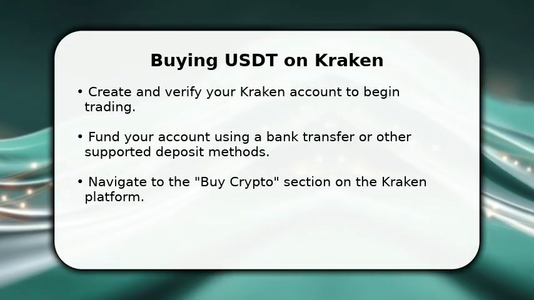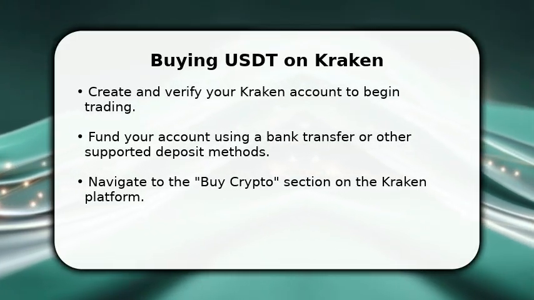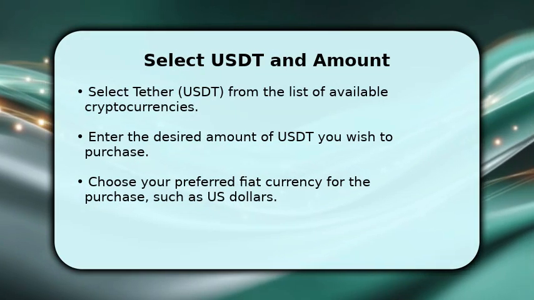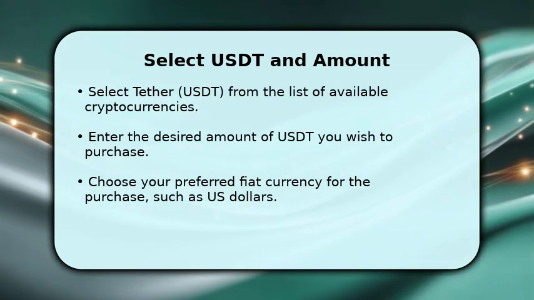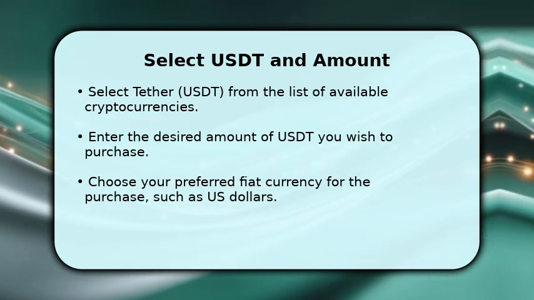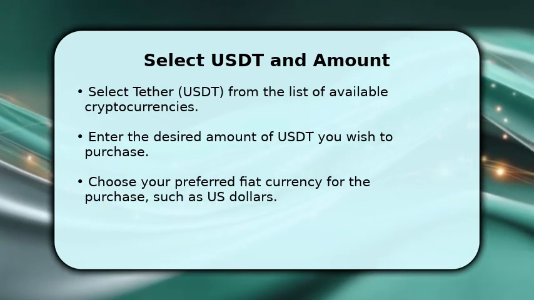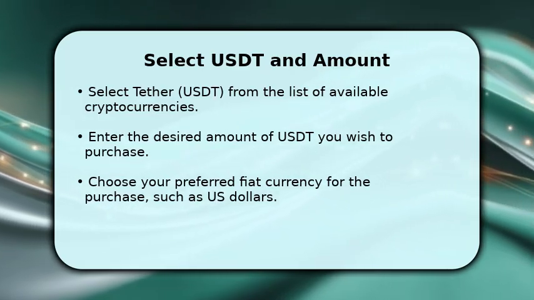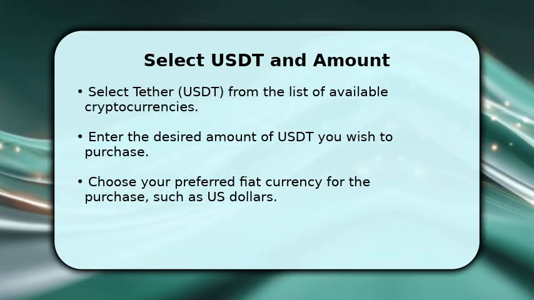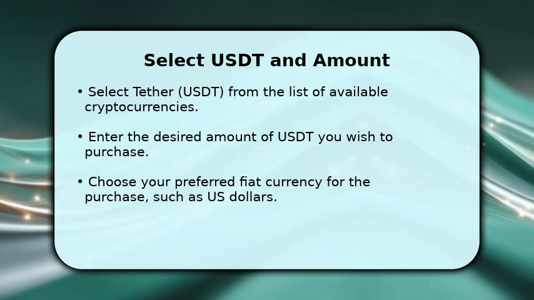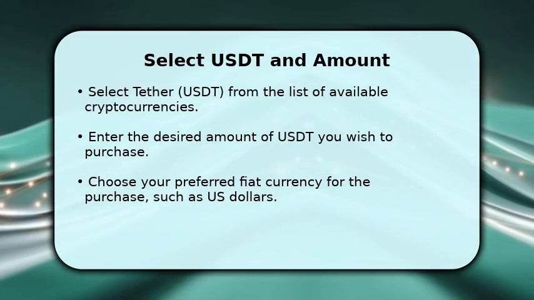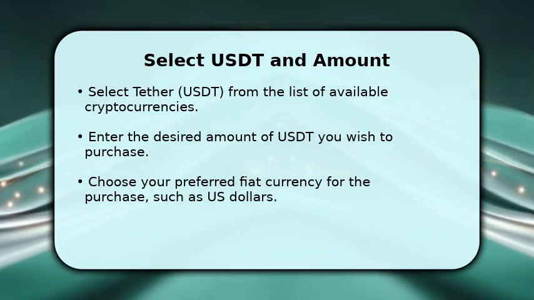After your funds are available, head over to the Buy Crypto section to start your purchase. Next, you will select Tether or USDT from the extensive list of cryptocurrencies available on Kraken. Once you have chosen USDT, simply input the exact amount you wish to buy. You can specify this in either the amount of USDT or the equivalent value in your chosen fiat currency, like US dollars or euros. Kraken makes it straightforward to see the conversion.